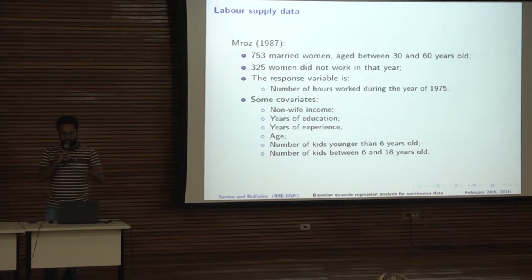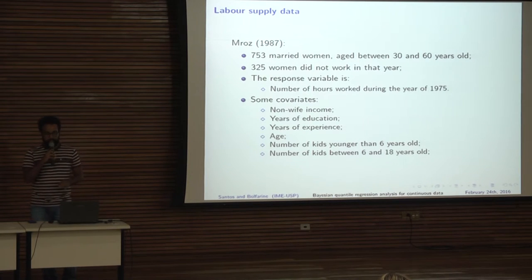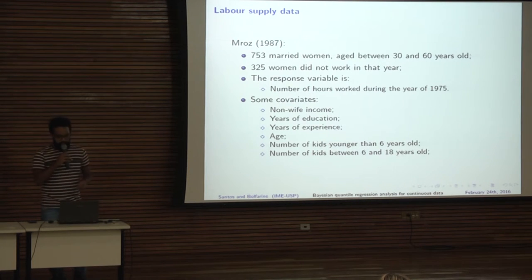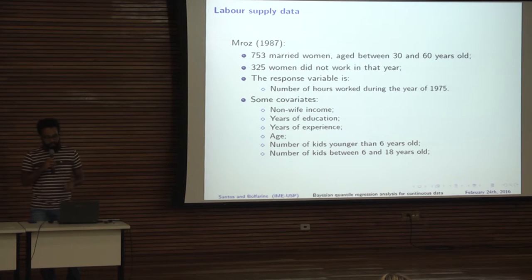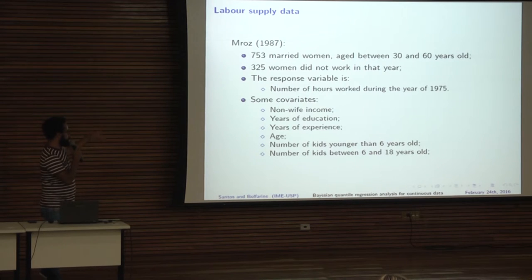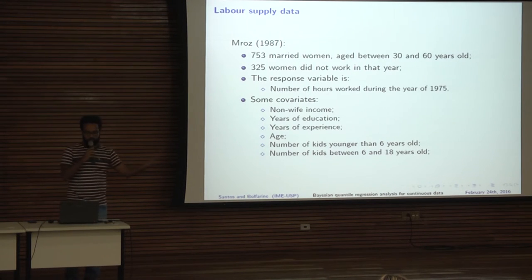And we are interested in seeing the association of the number of hours worked with some covariates, for example, non-wife income, years of education, years of experience, age, number of kids younger than six, and between 6 and 18. What we did here was propose a logistic model to model the probability and a linear model to model the conditional quantiles.